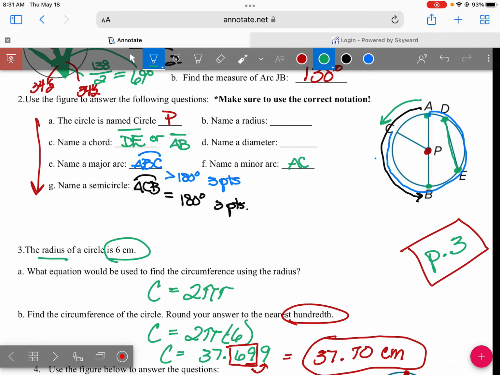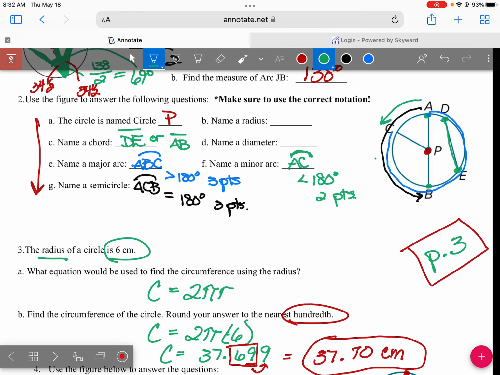So AC, it has to be less than 180 degrees, less than half of a circle, and you can only use 2 points, which makes sense. Minor means less than, so you only have 2 points there.